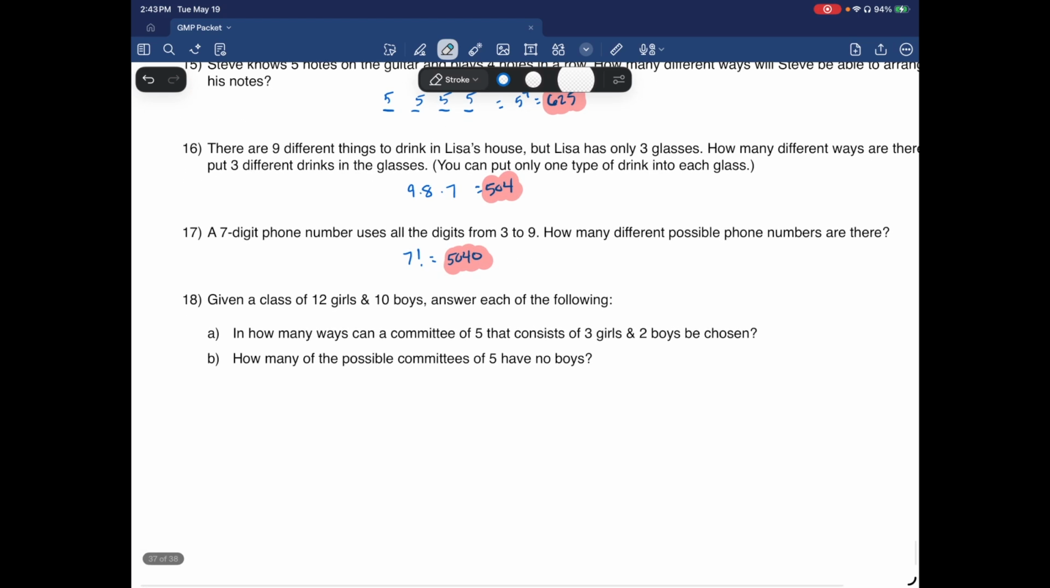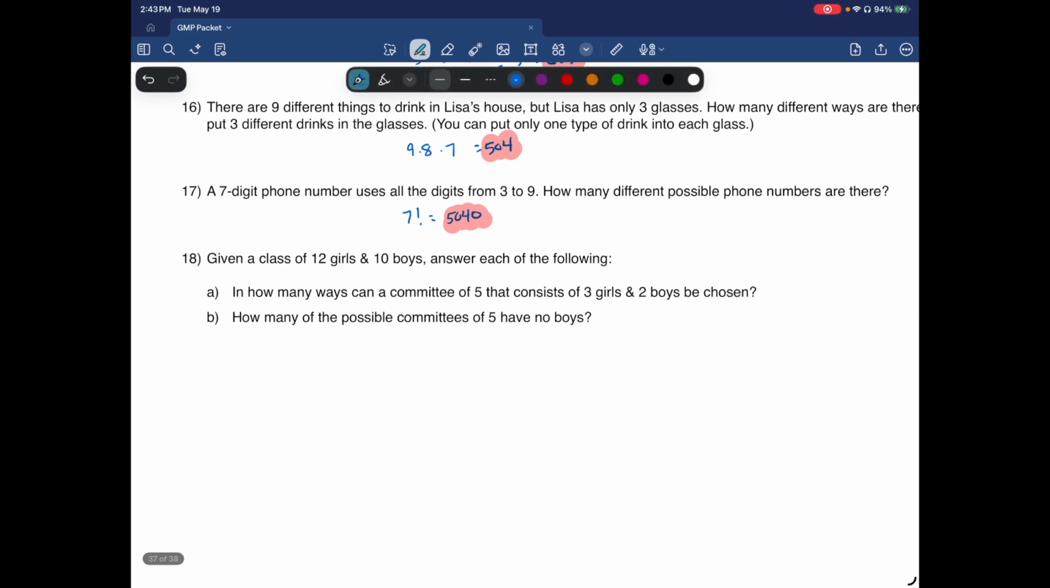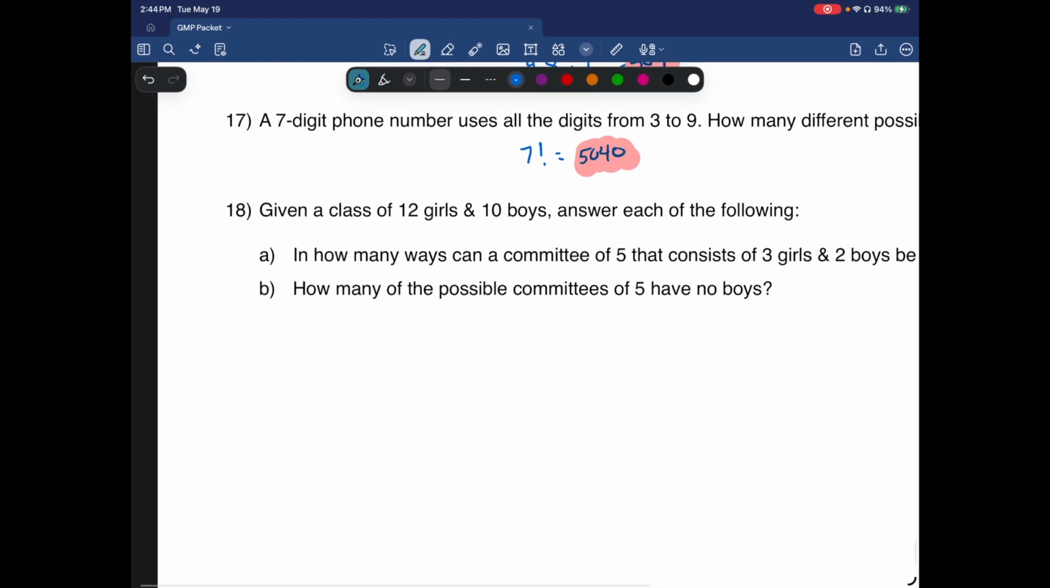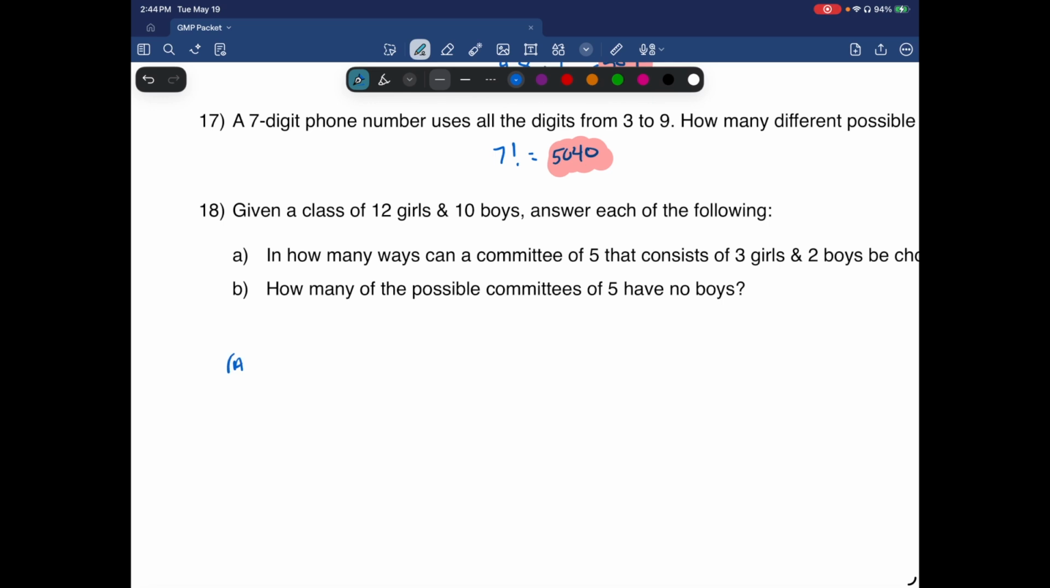Okay, so for 18, this is our last one. This is a little more advanced. Given a class of 12 girls and 10 boys, answer each of the following. In how many ways can a committee of 5 consist of 3 girls and 2 boys? So there are 2 different scenarios. First of all, we have 12 girls, and we want to choose 3. And then we have 10 boys, and we want to choose 2. Notice I'm going to multiply these 2 together. This is my girls, this is my boys.